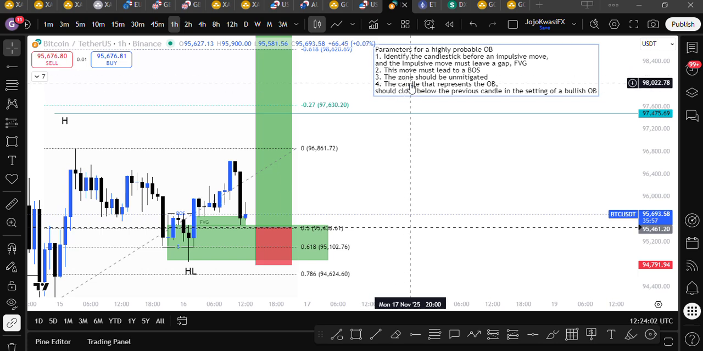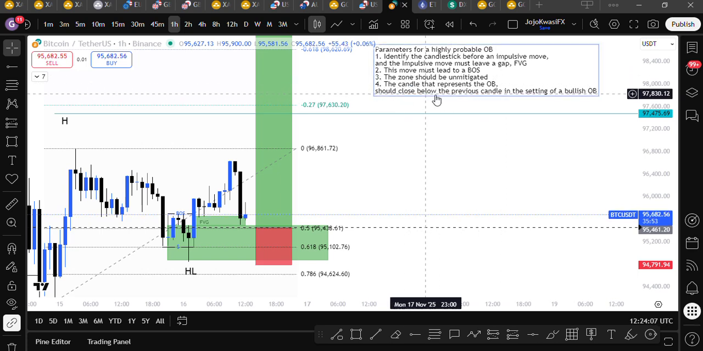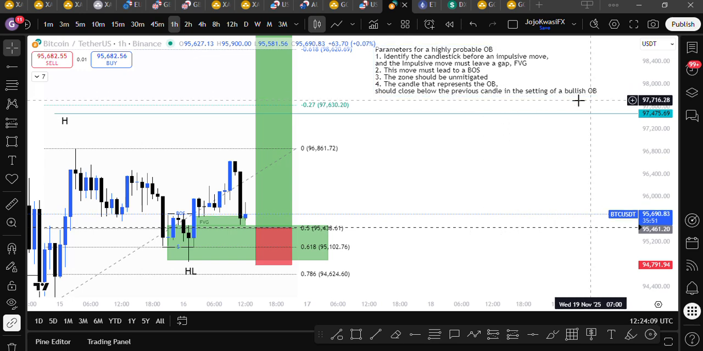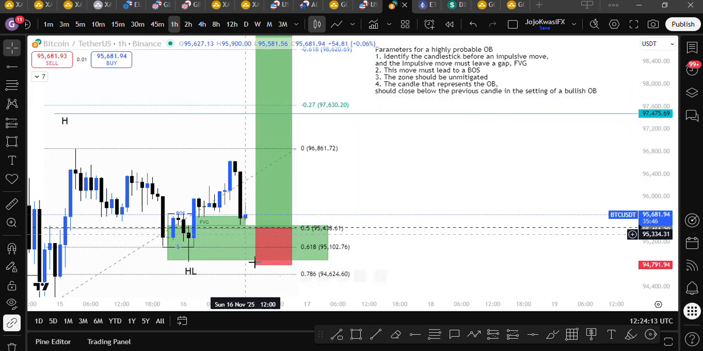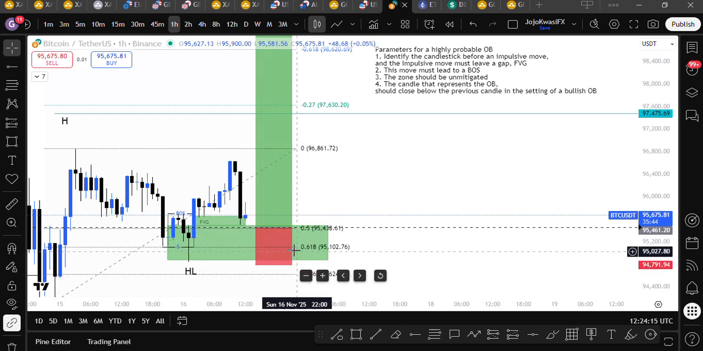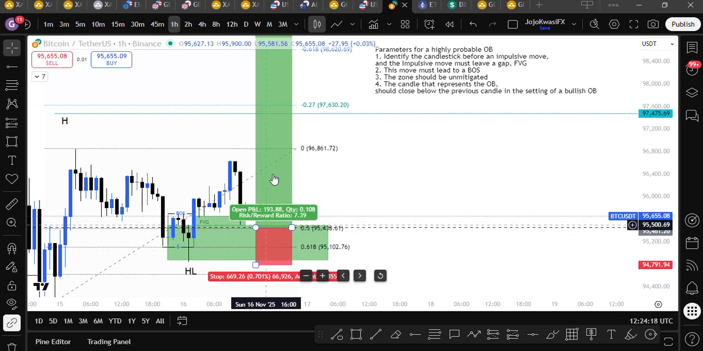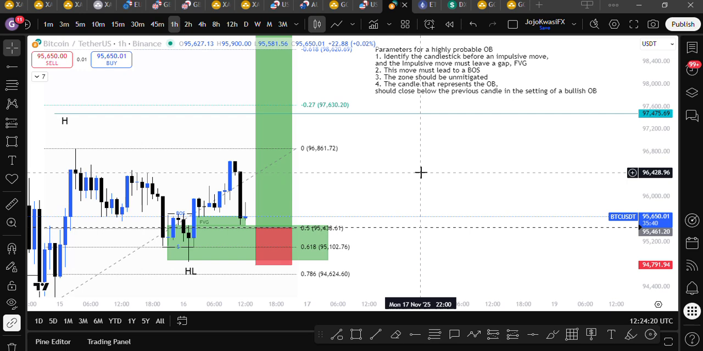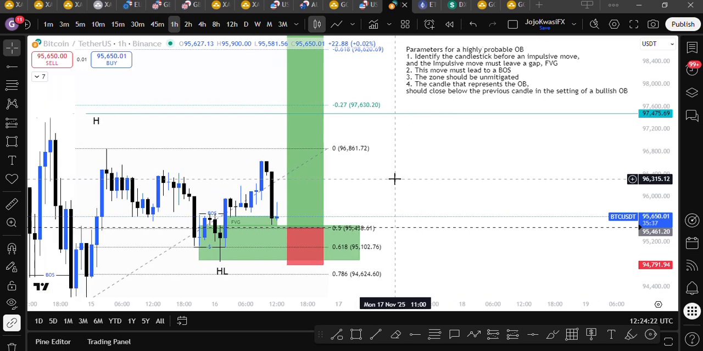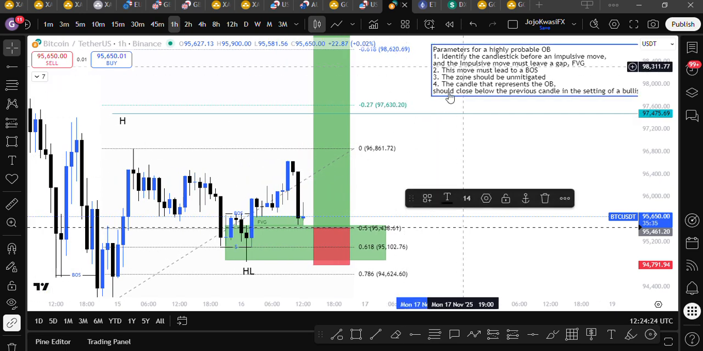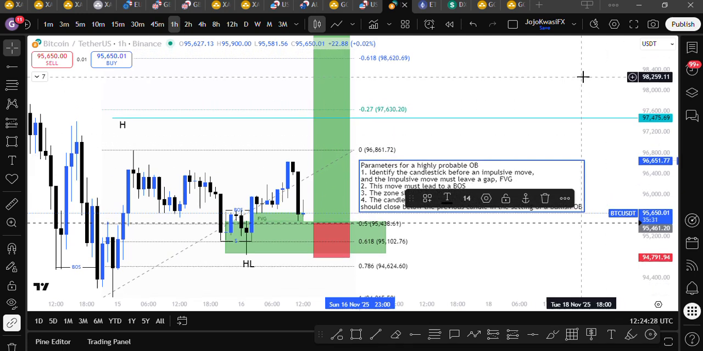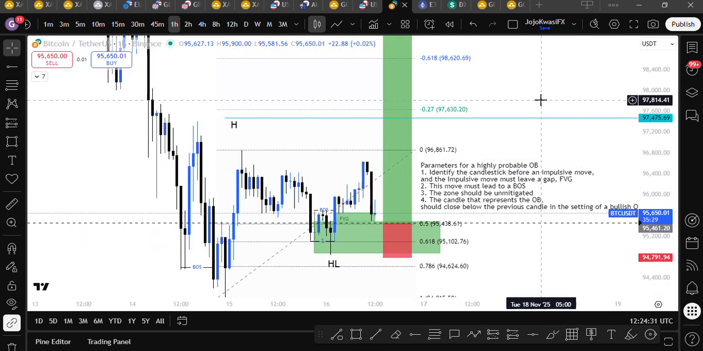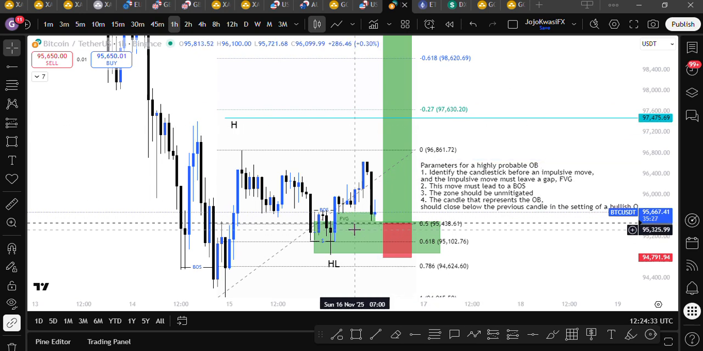Then the other criterion is that the candle that represents the order block should close below the previous candle in the setting of a bullish order block. So this candle here closed below this. So this is a high probable order block. We are waiting for price to mitigate it, then we'll buy. So these are my humble thoughts this morning, and I want to bring it to your attention so that you guys can practice it. It's basically based on using market structure and combining market structure with order block.